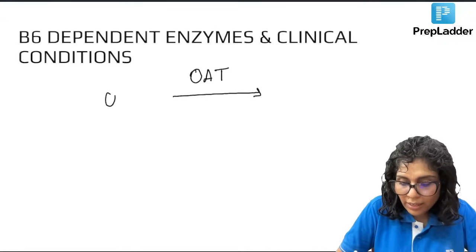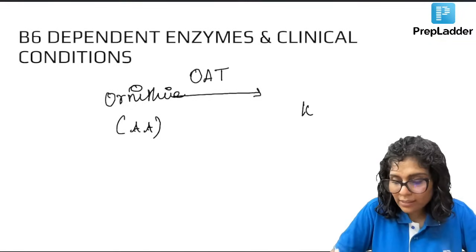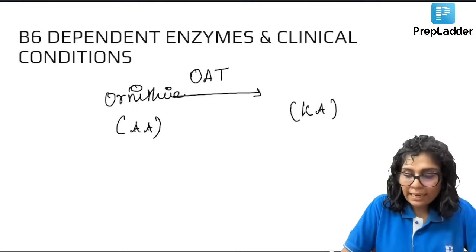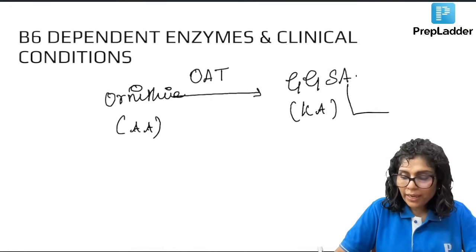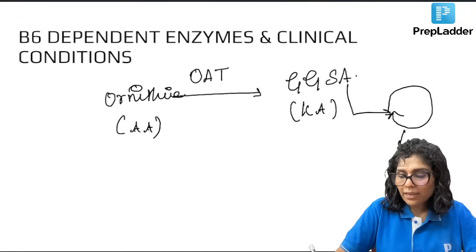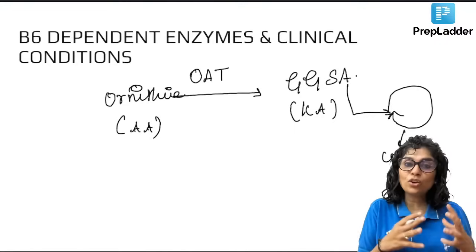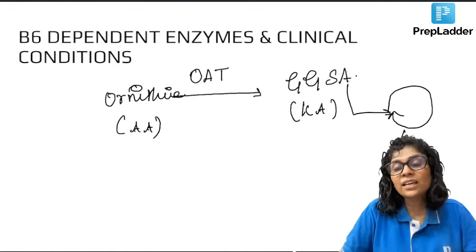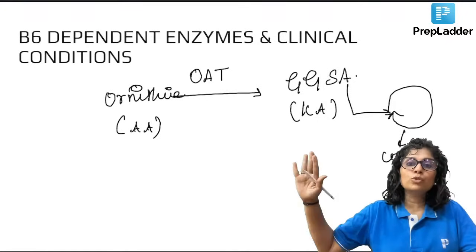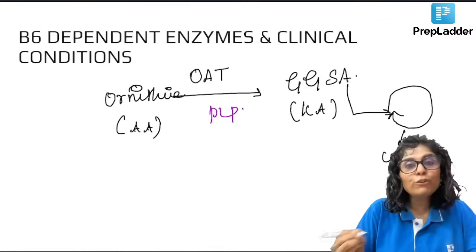What is the role of ornithine aminotransferase? Ornithine aminotransferase acts on ornithine, an amino acid, and converts it into a keto acid. That keto acid is gamma glutamate semialdehyde. This way it enters into the citric acid cycle and comes out as carbon dioxide. Do you understand this? And this transaminase is dependent on pyridoxal phosphate.